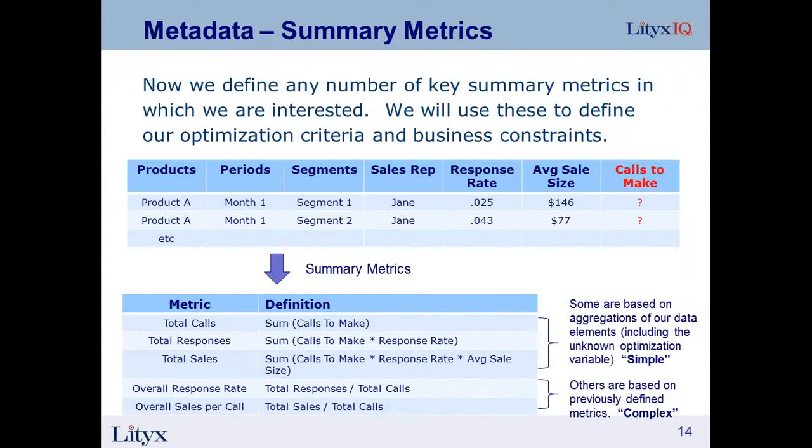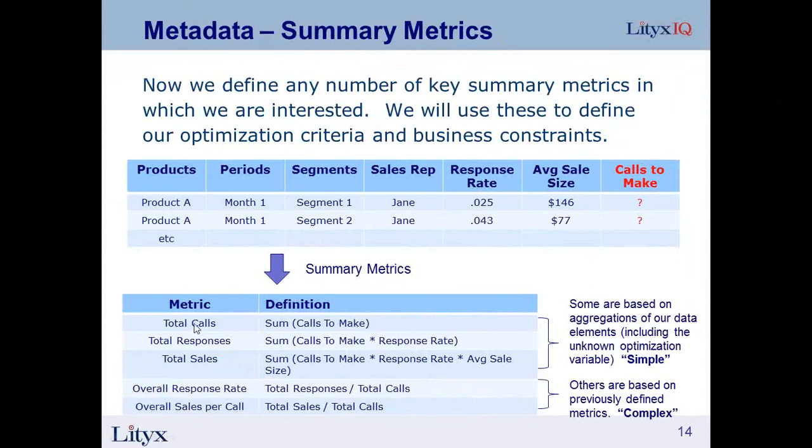So at this point, we want to define some summary metrics. Think of these as business metrics, core business summaries that are of interest to us for this particular problem. At the bottom, you can see that we have different ways to define and summarize things. So in defining our metrics, we can and should typically use the currently unknown calls to make variable. So for example, a simple metric might be just adding up or totaling the number of calls that our optimal allocation would have us make.